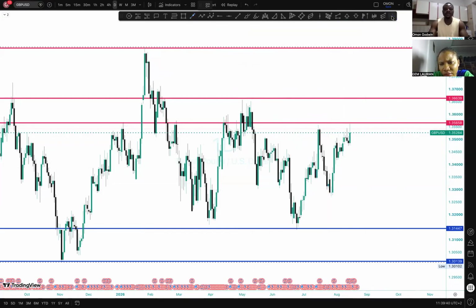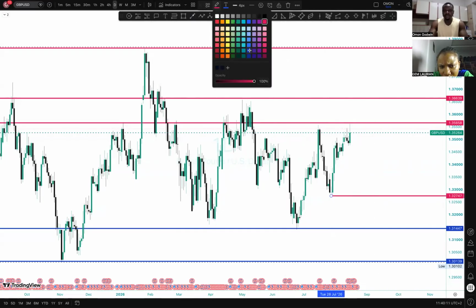So now that we are on the daily time frame, I don't have much to mark out on the daily time frame except one position. We have an order block here. You can see this order block. I'll mark it out this way, or I can use another trend line. Maybe I'll use a horizontal line to mark it out. It's a support zone, and I will change the color.